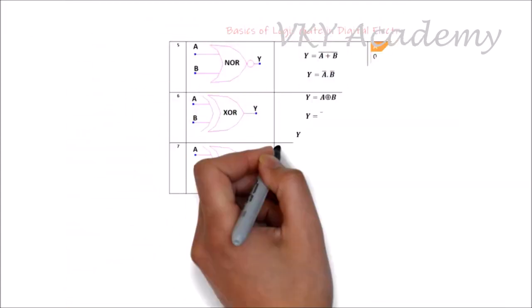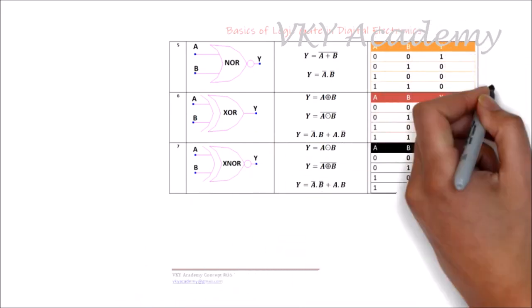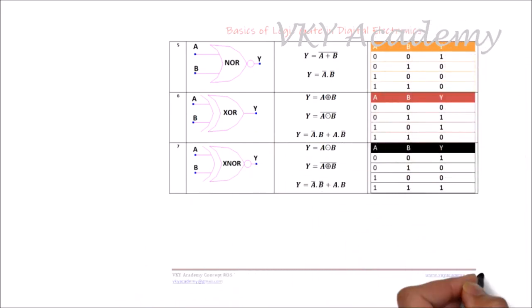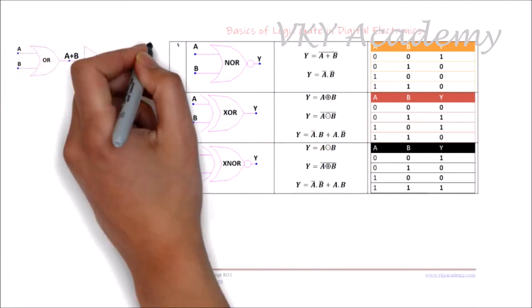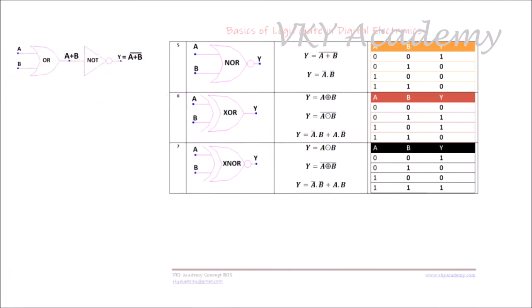The next logic gate is the NOR gate. A NOR gate can be designed or constructed by connecting a NOT gate at the output of an OR gate. The Boolean function for the NOR gate is Y is equal to (A plus B) complement. We can see in the truth table that the output is just the complement of the OR gate.